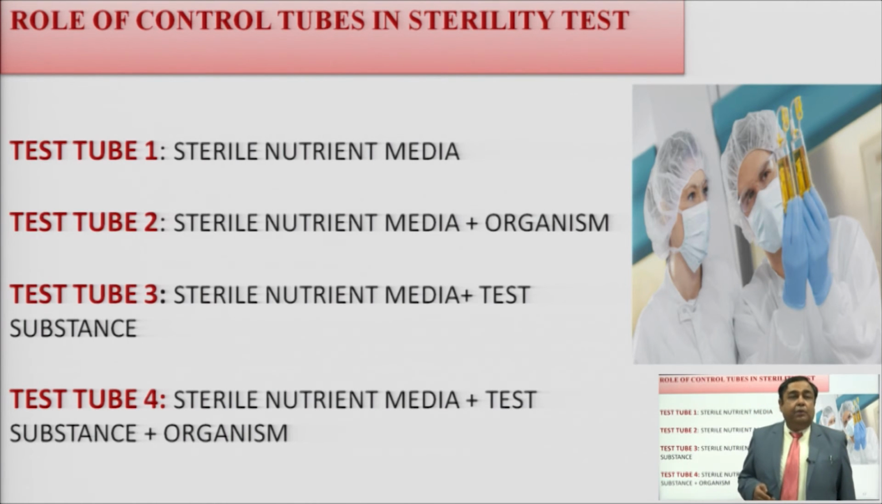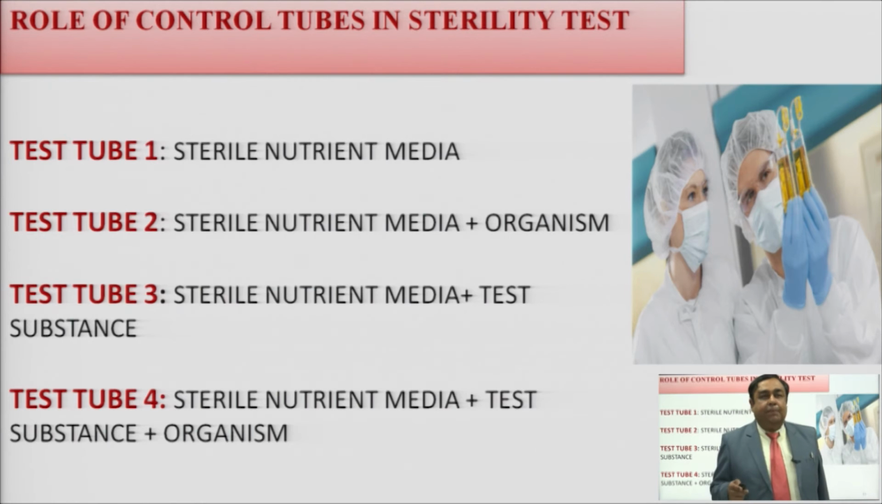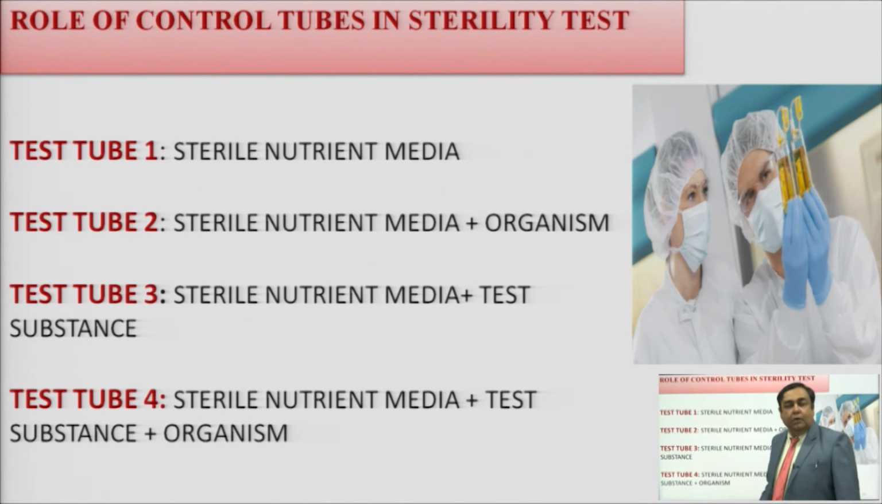Test tube number 4, sterile nutrient media plus test substance plus organism: ideally it should be turbid, that is, the organism should grow in the presence of the nutritional media. But if accidentally it is not growing, it means that the test substance has some antimicrobial property which is preventing the growth of the organism, and hence the media is clear. So, ideally test tube number 4 should be turbid.